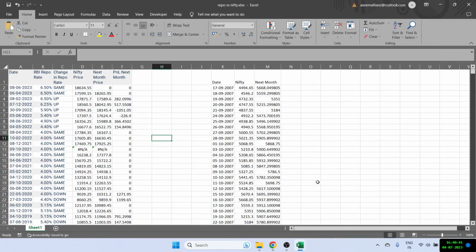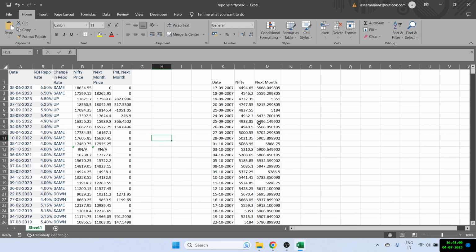The next strategy that I'm going to talk about is based on repo rates. So we know that every 2 months, basically the RBI talks about the repo rate, right? They might change it or they might keep it the same. So based on that, we have noticed that the price of Nifty can also move.